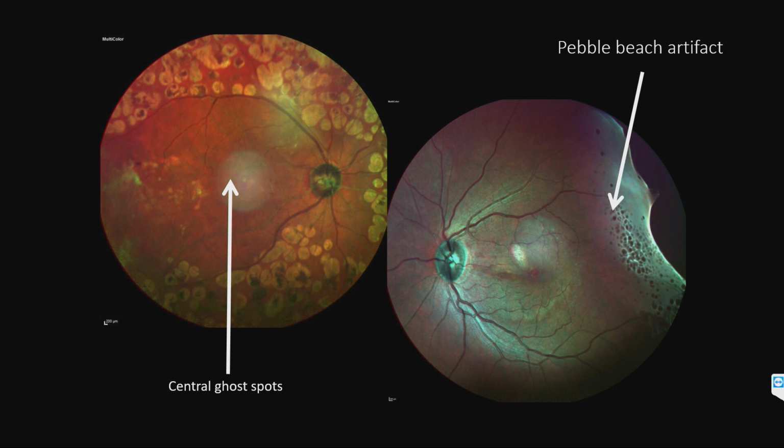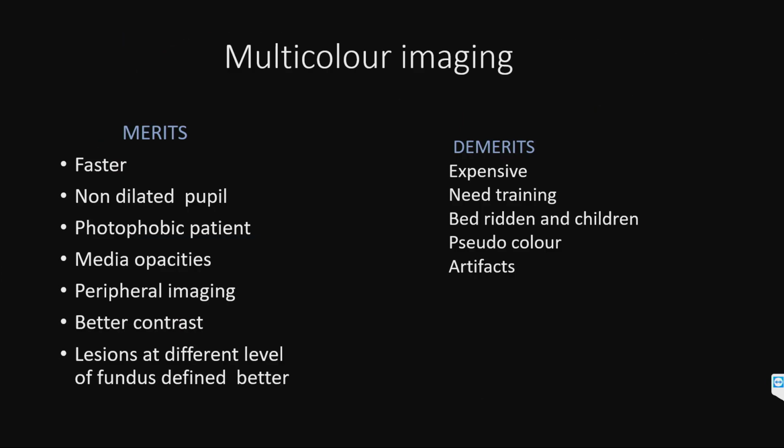One has to be aware of artifacts in multicolor imaging, namely the central ghost spots and the Pebble Beach artifact. So it is faster, it can be done with a non-dilated pupil. In a photophobic patient, you get a better image because it doesn't use bright light. You get a good clarity image in media opacities. Peripheral imaging is at its best with multicolor imaging. It has better contrast, and lesions at the different levels of the fundus are defined better.